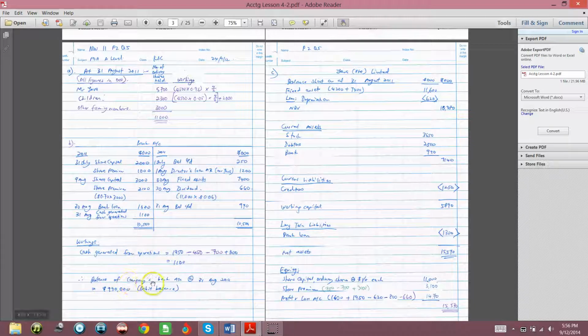So I should answer the question properly. They say calculate the balance on the company bank account. Therefore, the balance of the company bank account at 31 August 2011 is 990,000 (debit balance). Okay, part C says prepare a balance sheet for the company at 31 August 2011. So, Java Limited balance sheet as at 31 August 2011.